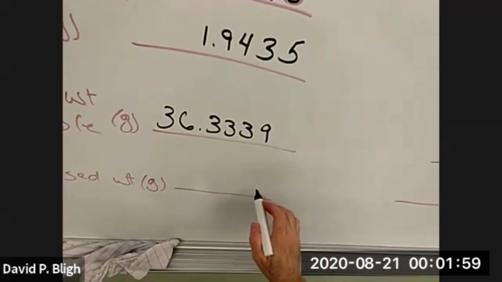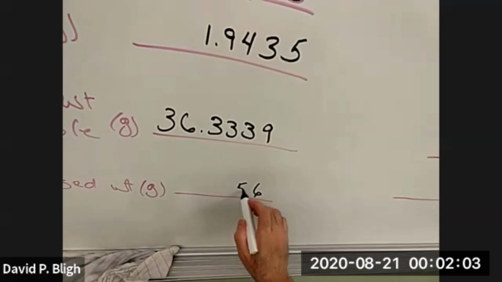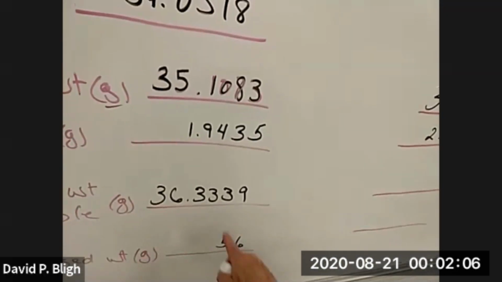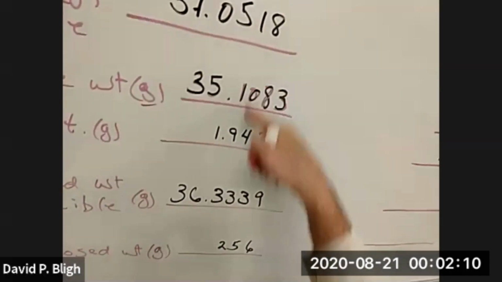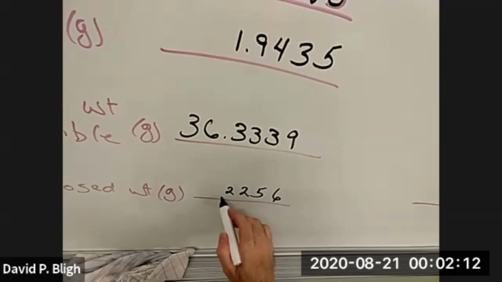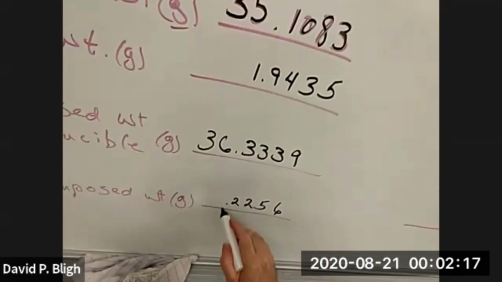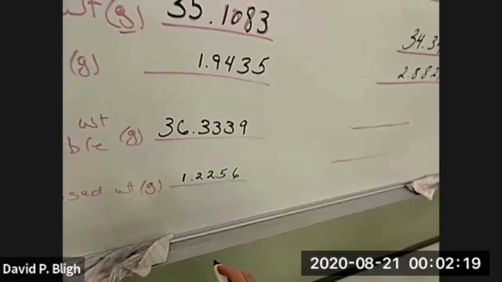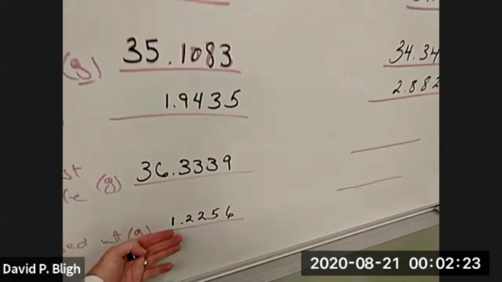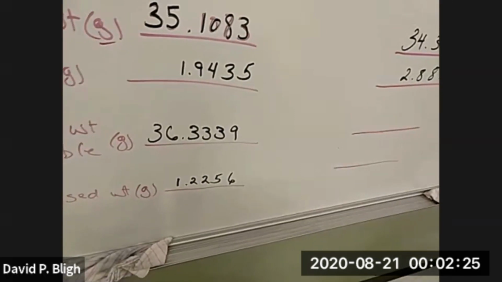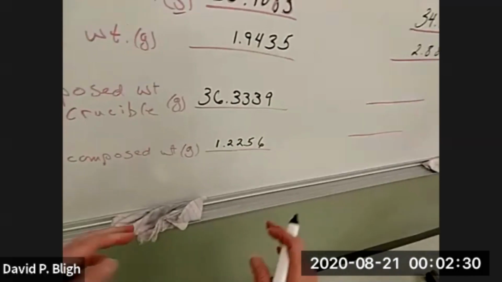3 from 9 is 6. 8 from 13 is 5. Okay, we had to borrow one, so 0 from 2 is 2. And 1 from 3 is 2. And we didn't have to borrow over here, so that's 1. 1.2256 grams. So we've lost about 0.7 grams. Yeah, a little less actually, of water.